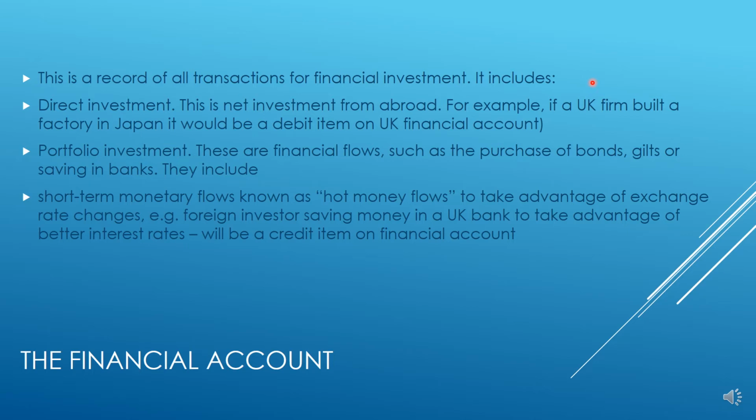Also, it is a record of all transactions for financial investments, and it includes direct investment. So, this is the net investment from abroad. For example, if a UK firm builds a factory in Japan, it would be a debit item on the UK financial account. Then portfolio investment. Now, these are financial flows such as purchase of bonds or savings in banks, and they include short term monetary flows known as hot money flows to take advantage of exchange rate changes. Example, foreign investors saving money in a United Kingdom bank to take advantage of better interest rates will be a credit item on the financial account.